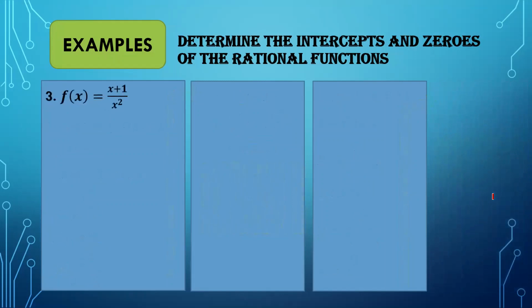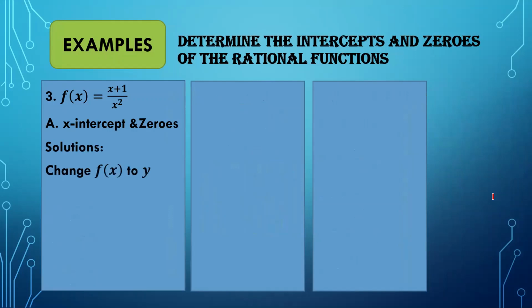So next, we have number 3. f of x is equal to x plus 1 all over x squared. So first, we need to find the x-intercept and zeros. So we have the solutions. Again, change f of x to y. So y is equal to x plus 1 all over x squared. Let y be equal to 0. Since we let y here be equal to 0, this will be 0.